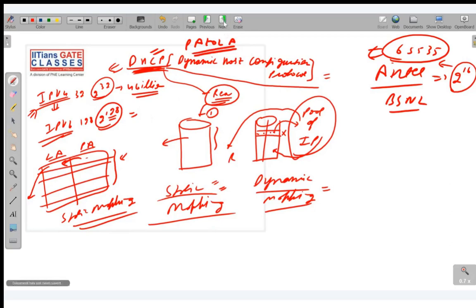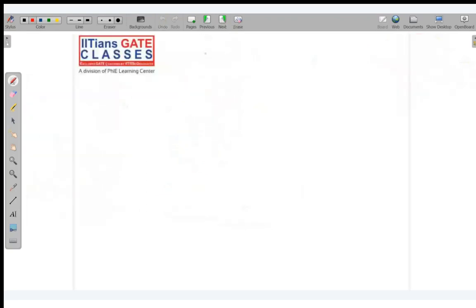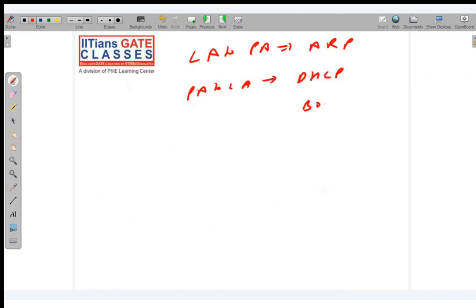Take the snapshot. Okay, so for LA to PA, ARP. For PA to LA, nowadays we are using DHCP, and BOOTP is obsolete, it is not used, and RARP is not used.